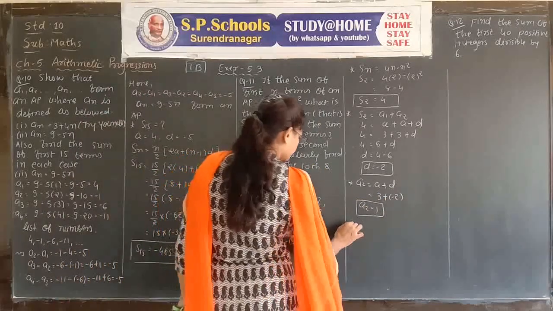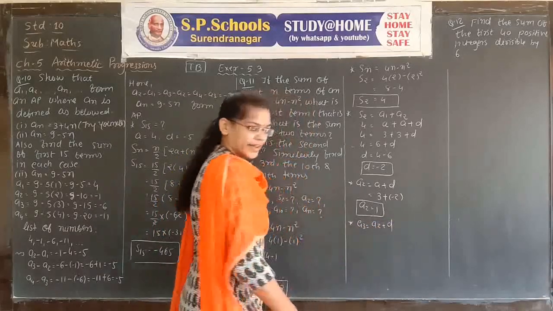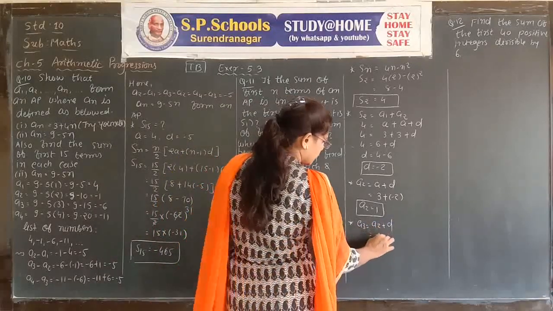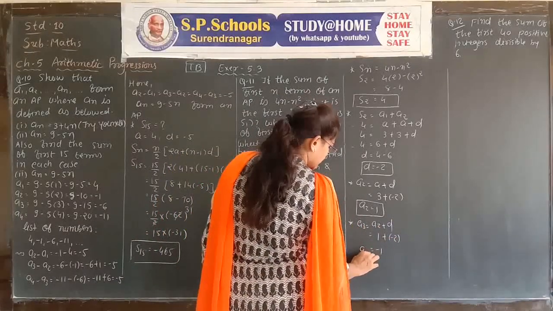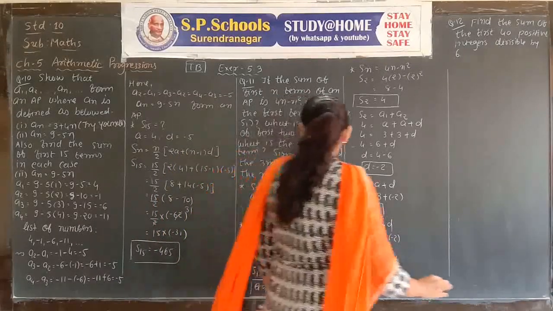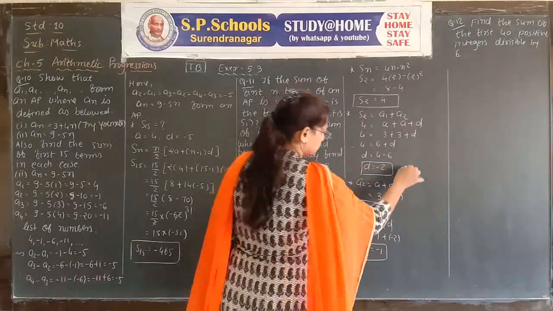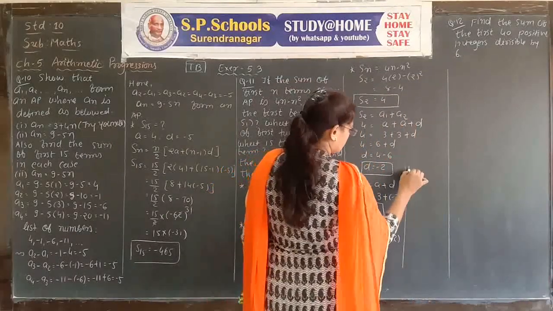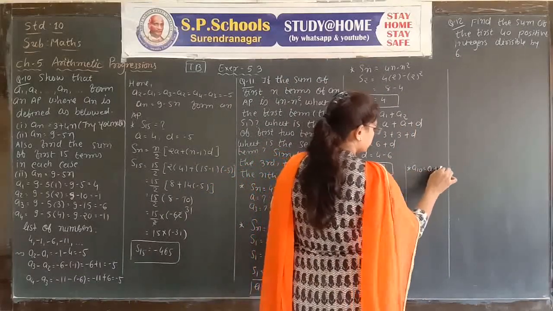Now A3. A3 is equal to A2 plus D, or A plus 2D. A2 is 1, plus the common difference D which is minus 2, and we get A3 is minus 1. In the same way, A10. A10 is equal to A plus 9D.